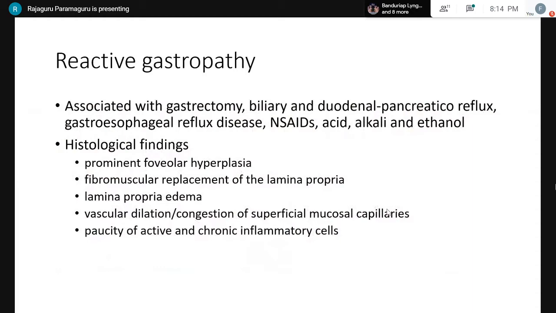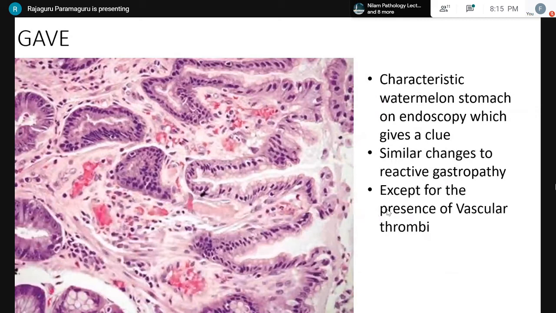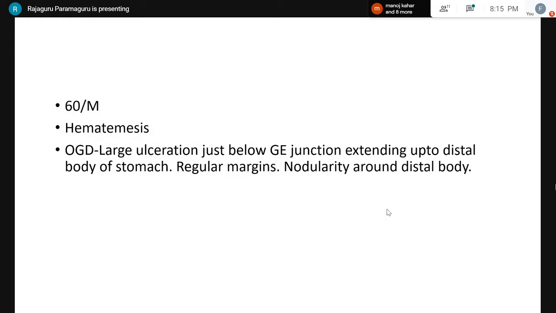Similar change will be seen with gastric antral vascular ectasia as well, but the only difference is that we will have thrombi in the superficial capillaries, and the endoscopist is going to say that this is a watermelon stomach. I think I have seen only one case of GAVE before, so it is not so usual. So the next case I'm going to give to you for your diagnosis.